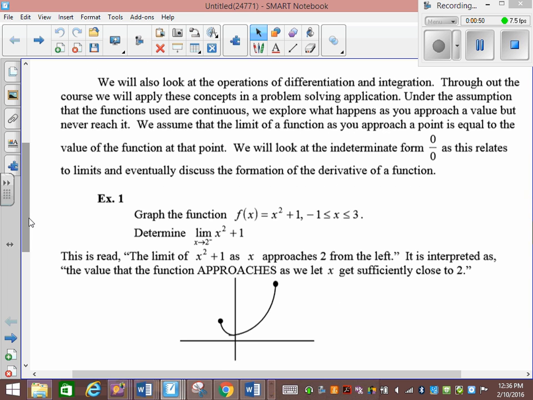So we'll also look at operations of differentiation and integration. Differentiation is next unit, integration is the last unit. Throughout the course, we'll apply these concepts in problem-solving applications.